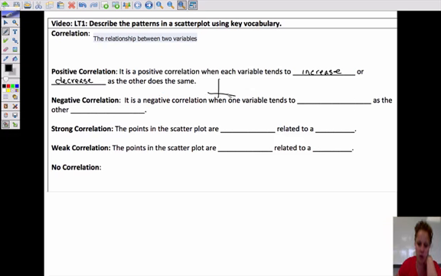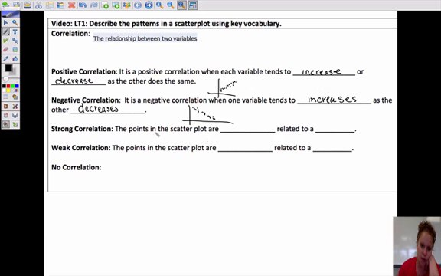So it would be like if we have an x and y axis, and as my x increases, my y also increases. Negative correlation is when one variable increases and the other decreases. So this would be an x and y axis where as my x's are getting bigger, my y's are getting smaller. Or you can look at it as my y's are getting bigger, my x's are getting smaller. So they do the opposite. Positive correlation, they go together. Negative correlation, they do the opposite.